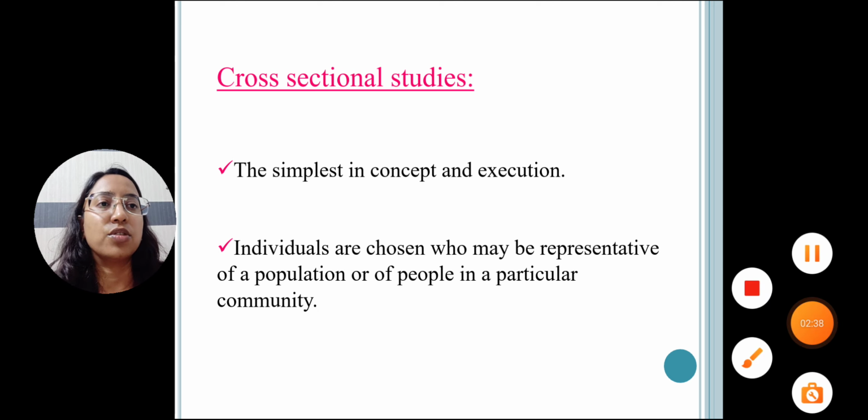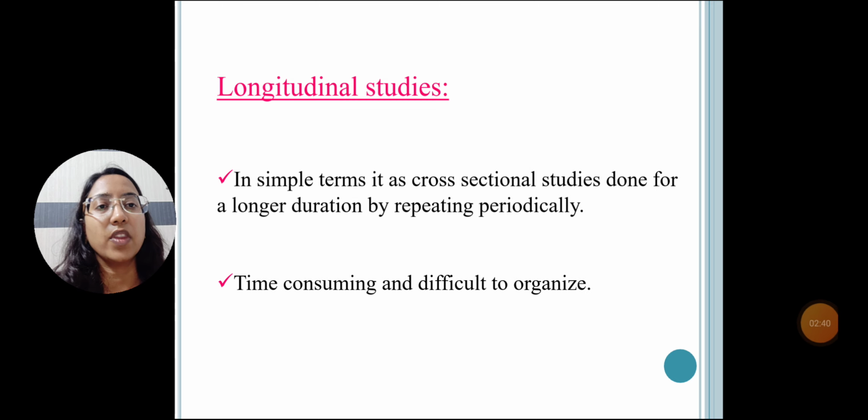Comparatively, in a longitudinal study, the same sample of people are observed over a longer period of time. So it is a cross sectional study that is done for a longer duration and they are repeatedly observed. The problem here is it can be time consuming because it takes years to finish the study. There will be many people coming out of the study. That's why it's difficult to organize and to periodically monitor the sample.